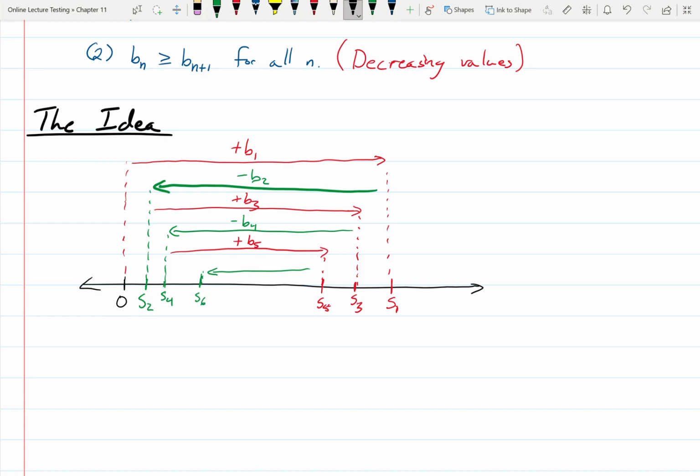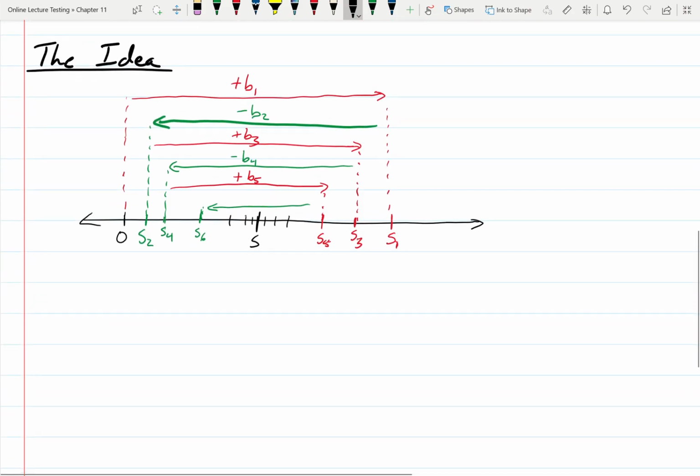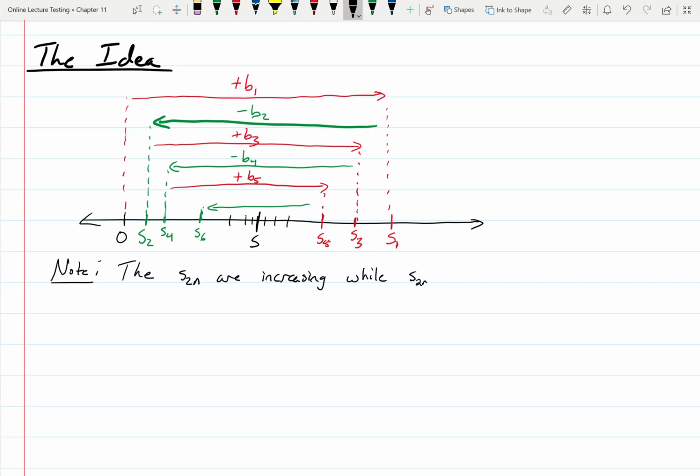And with this alternating back and forth, what eventually happens is we start approaching some specific value, and this value is going to be the sum of the series. So notice that it looks like the sequence of partial sums is approaching some value S. Note here, the even partial sums, S of 2n, are increasing, while the odd terms, S of 2n minus 1, are decreasing. So it seems plausible that both are converging to some number S.